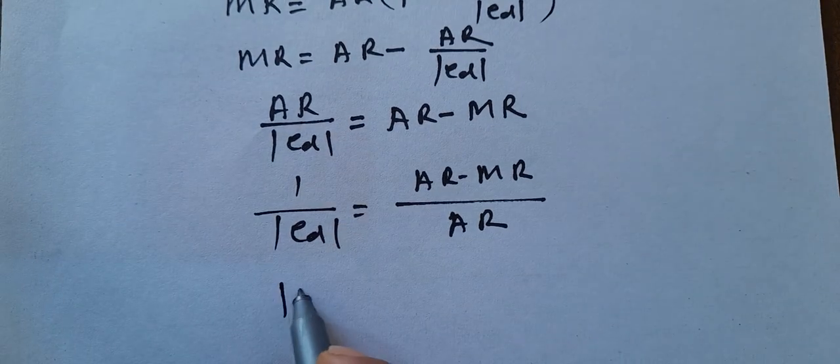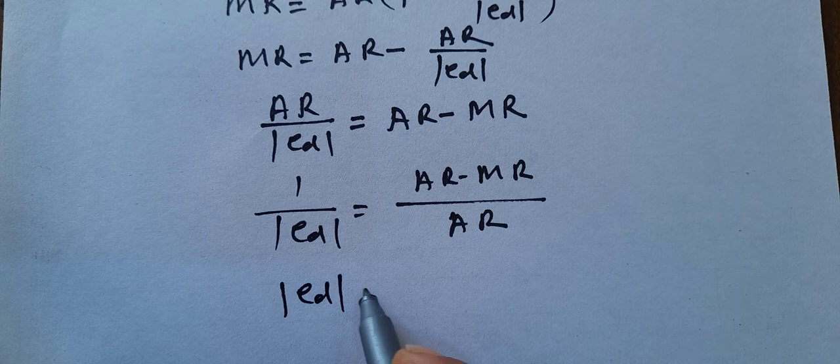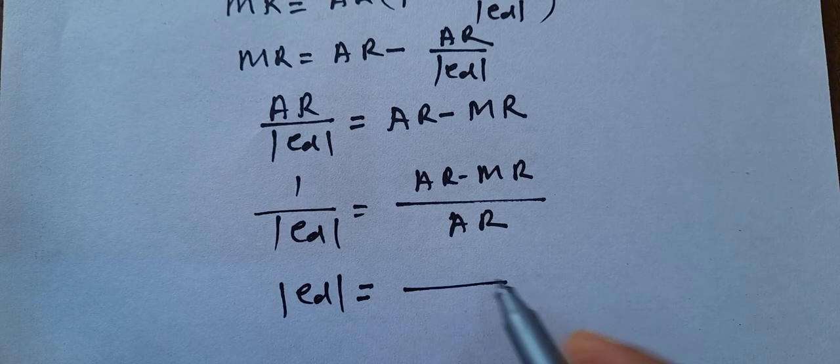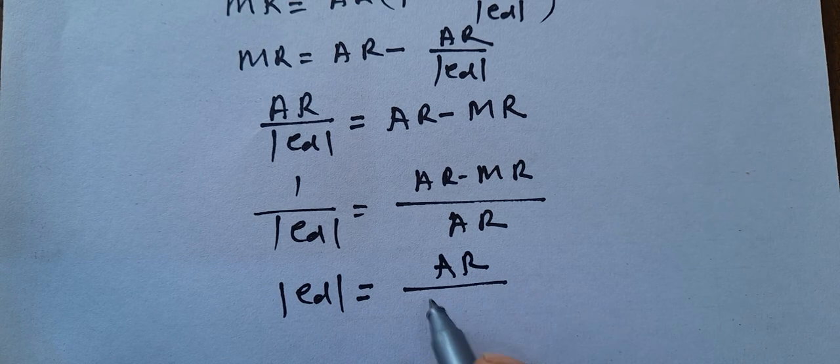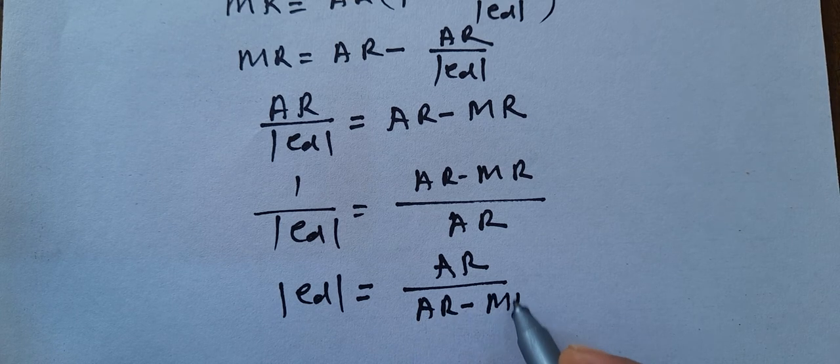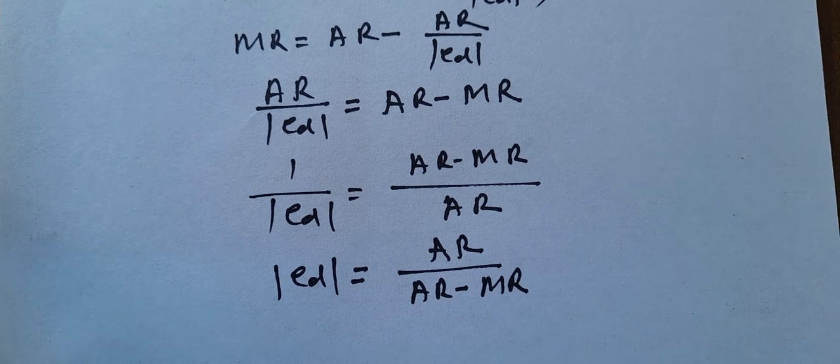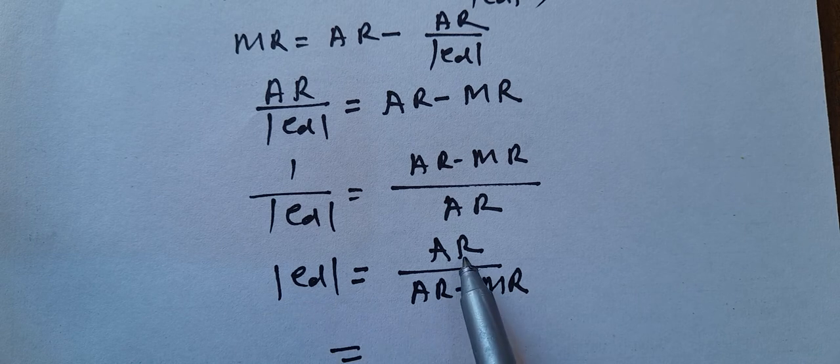Or ED will be equal to AR divided by AR minus MR. So finally we get the modulus value of elasticity of demand is equal to AR divided by AR minus MR. So this states the relationship between elasticity of demand, average revenue and marginal revenue. Thank you.